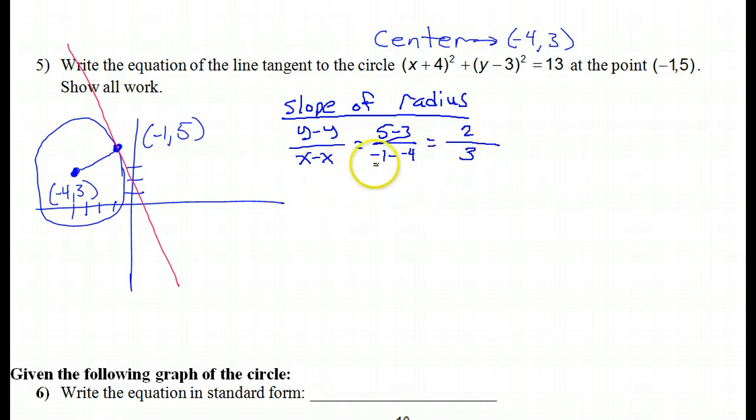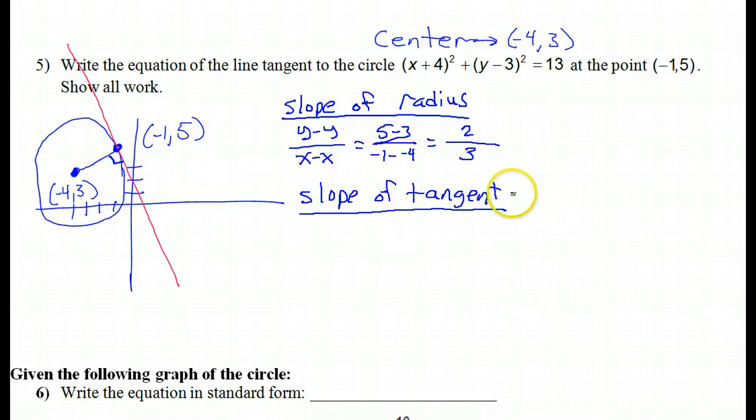Now, next we need the slope of the tangent line. The slope of the tangent line is always going to be opposite and reciprocal to the radius because they're perpendicular. So the slope of the tangent line is just going to be negative 3 over 2. It's just opposite and reciprocal to the radius slope. So this is the slope we really wanted, the slope of the tangent line.